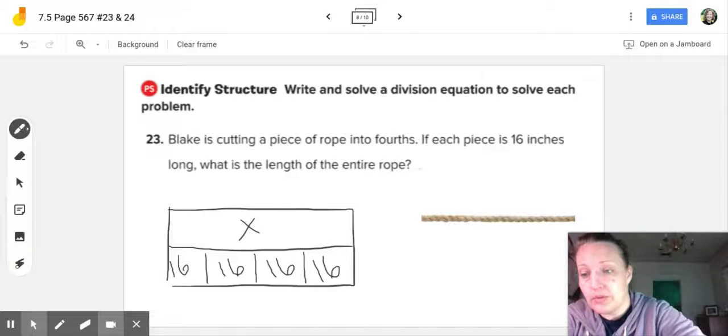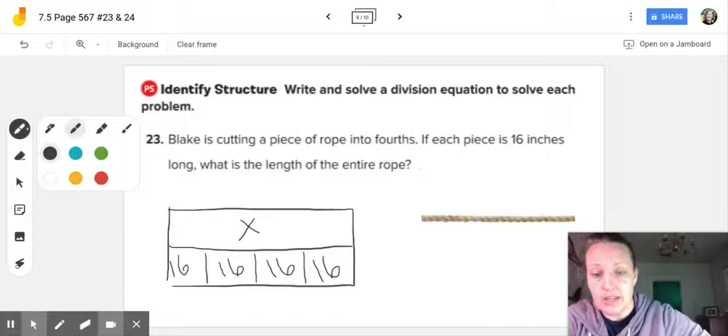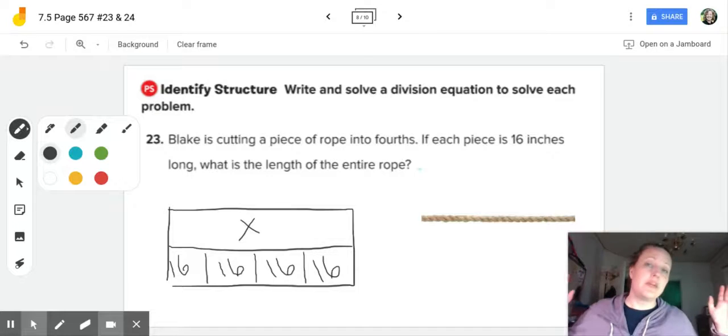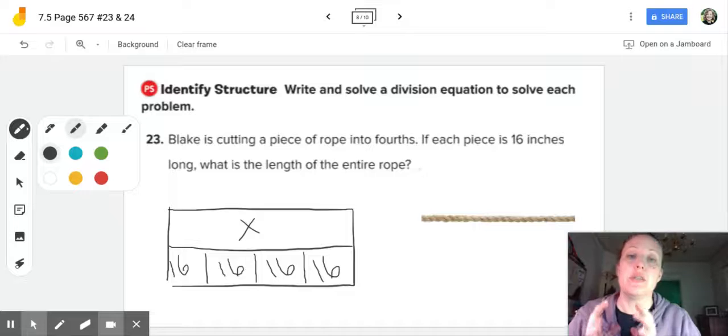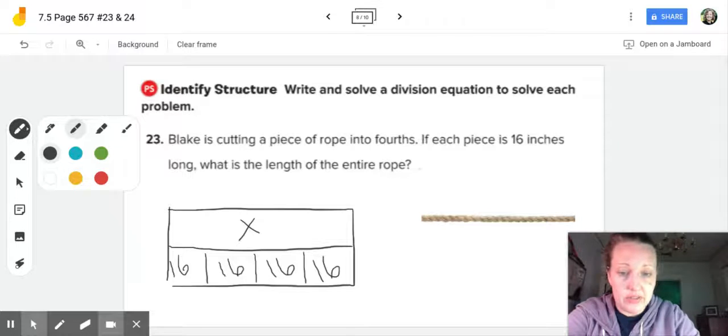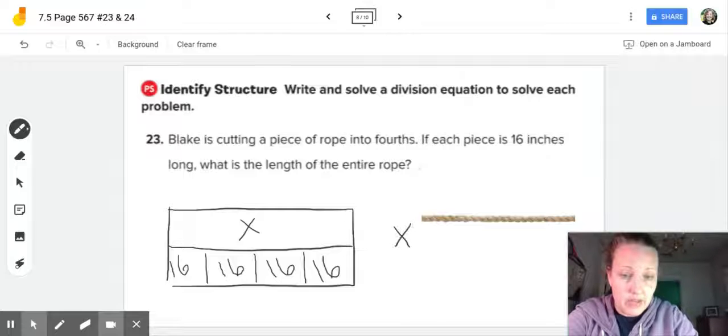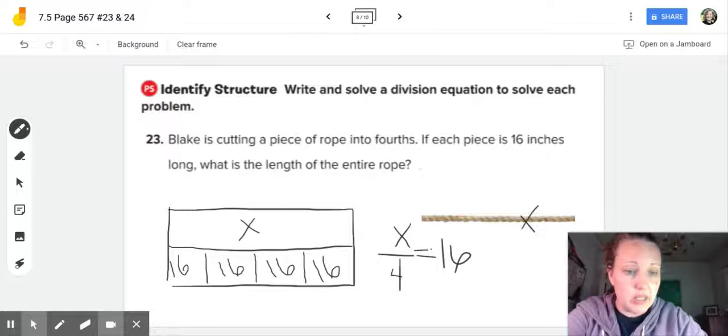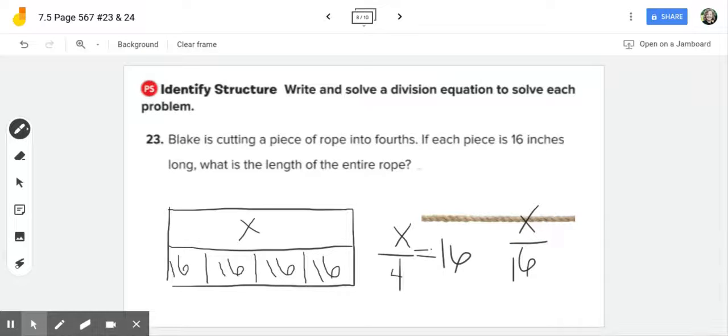So I am going to write my equation based on my tape diagram. And again, the tape diagram is not something you have to do. It's just a visualization. If it helps, use it. So I have some value x, and I divide it by 4, and each piece is 16 inches, right? So it could look like this, or it could be some value divided by 16 inches gives me 4 pieces. Either of those is correct.